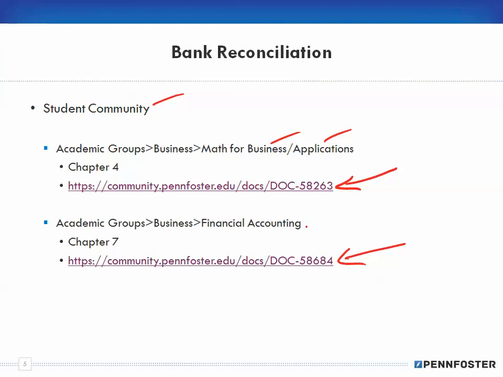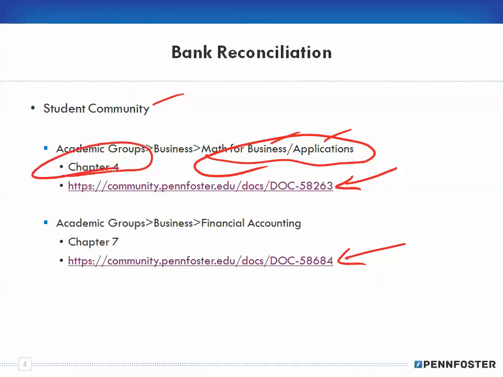And if you still don't understand how it's worked out, then reread the chapter, go back and watch the Math for Business, Math Applications videos under Chapter 4. And if you still don't get it, you still don't understand how a bank reconciliation works, then definitely telephone and speak with an instructor.